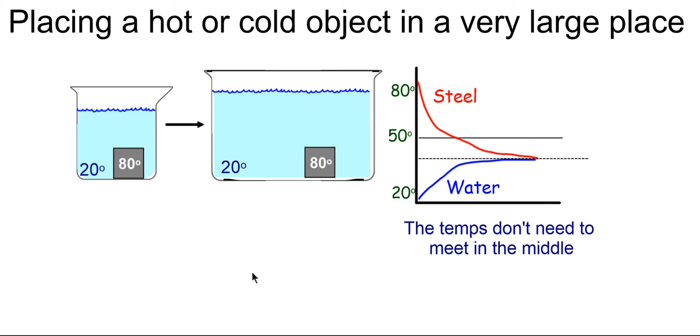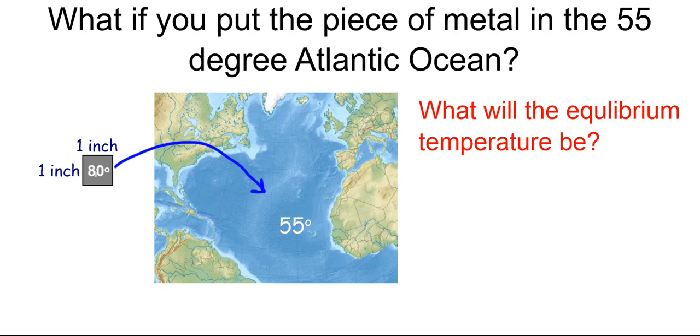Now the next example is very silly, but it proves the point. What if we took this little guy here? He's 1 inch by 1 inch, 80 degrees. We place him smack dab in the middle of the 55-degree Atlantic Ocean. And the question is, what will be the equilibrium temperature? Now, use your common sense. Is this little block of steel going to be able to warm the Atlantic Ocean? No, there's just too much water there, isn't there?